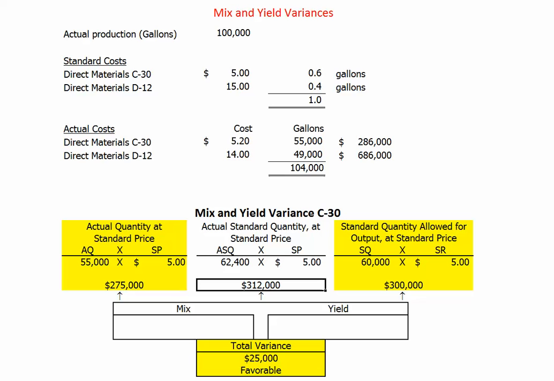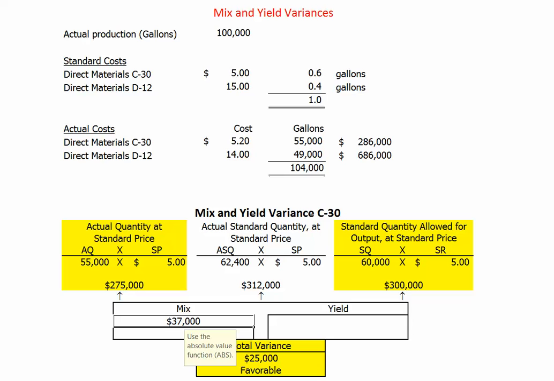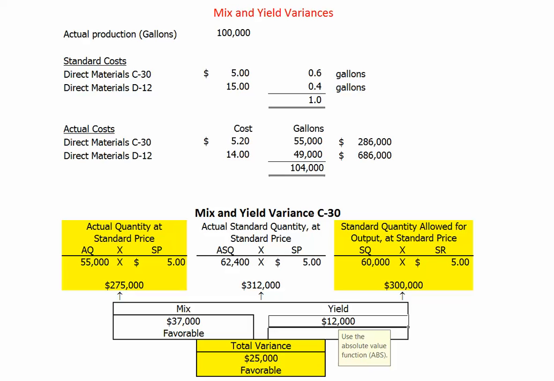Our mix variance is the difference between the 312,000 and the 275,000. And again, since our actual is less than our actual quantity multiplied by the standard price, we have a favorable mix variance. Our yield variance is going to be $12,000, and it is unfavorable. Notice we have an unfavorable yield variance because we used 104,000 total gallons, where we would have expected at standard to only have used 100,000 gallons.